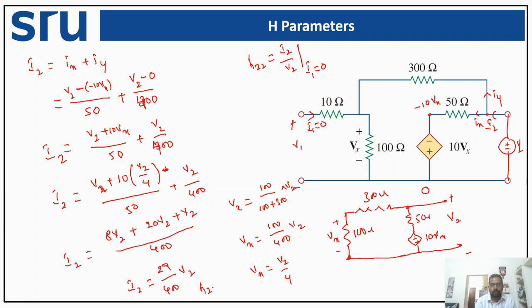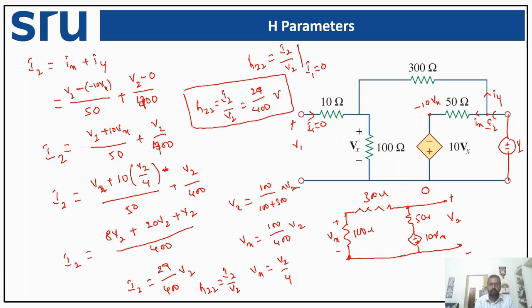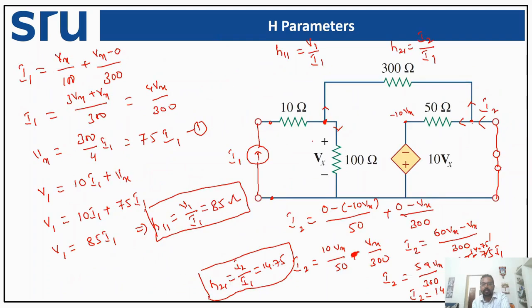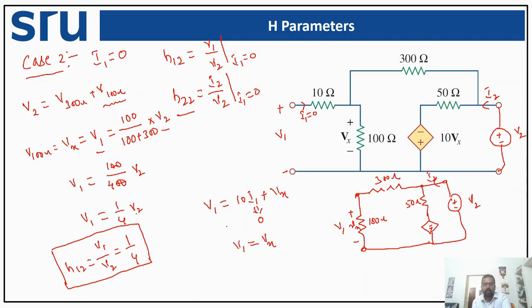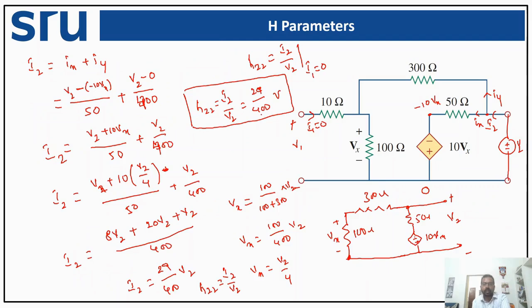So my H22 is equal to I2 by V2, which is equal to 29 by 400 mho. So this is the other parameter, H22. So finally we got the four parameters: H11 as 585 ohms, H21 as 14.75, H12 as 0.75, and H22 as 29 by 400 mho.